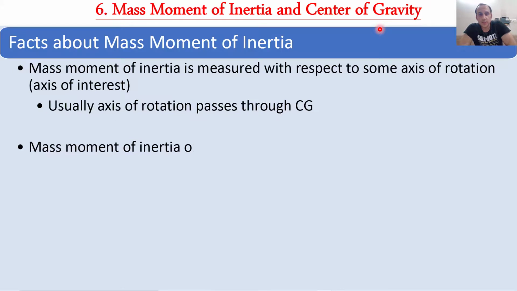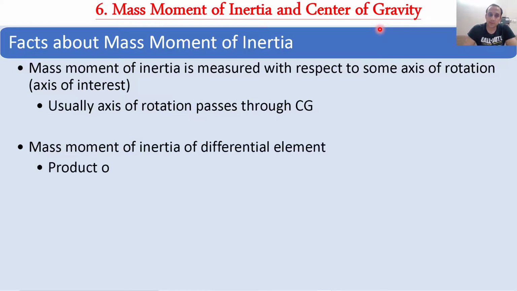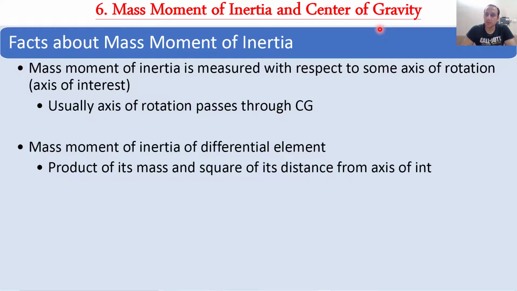Okay, so the mass moment of inertia of a differential element is the product of its mass and the square of its distance from the axis of interest. In case of mass moment, we need to multiply the mass with the distance between the axis passing through the CG and the axis of interest.